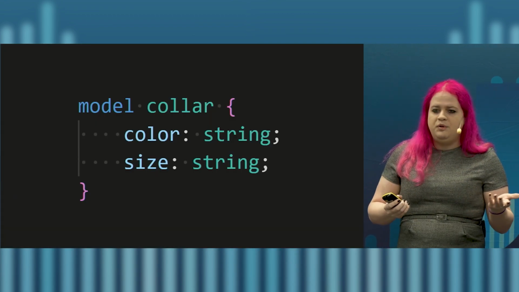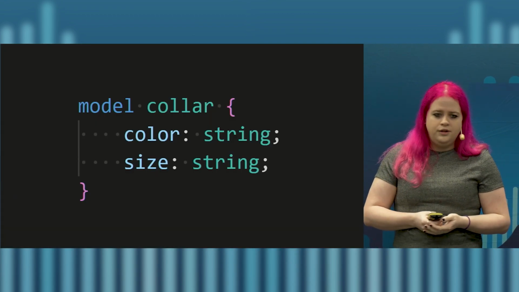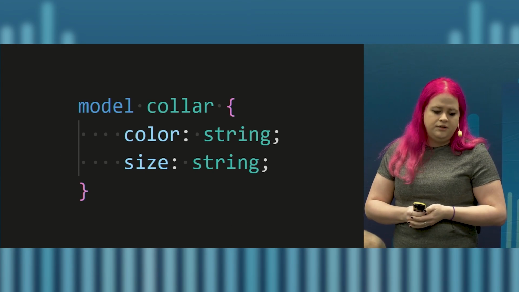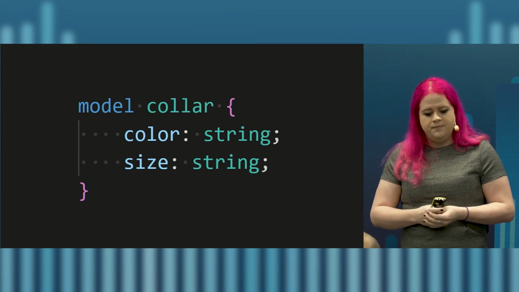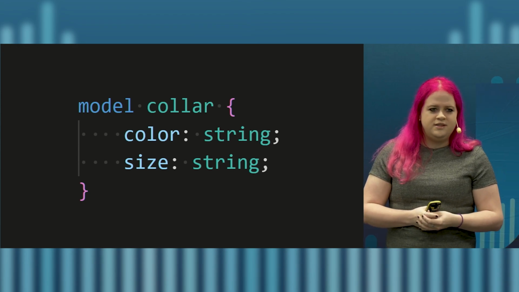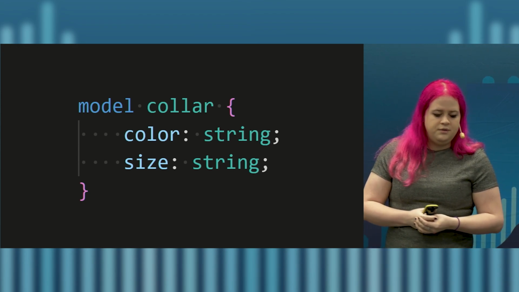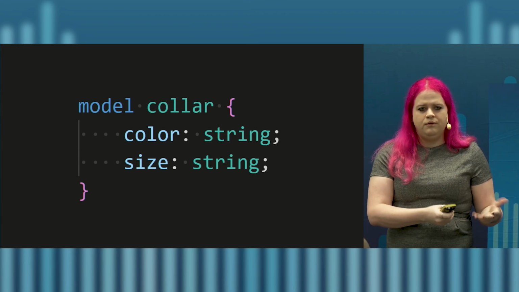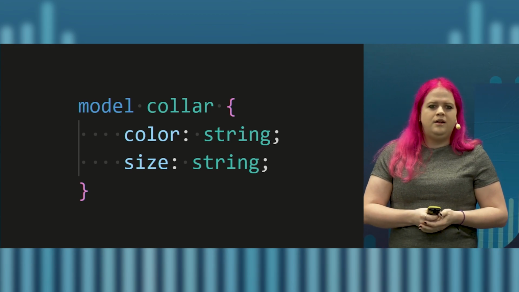So this is a simple model. It's model color. It's got two properties, color and size, both of which are strings. If you squint, you might see TypeScript, and that's on purpose. That's why it's called Typespec. So the idea is that this is a human-readable or programmer-readable format, and so it looks like a programming language. And it's not JSON, it's not XML, it's not YML even. So it's something that you would be familiar with in your IDE.